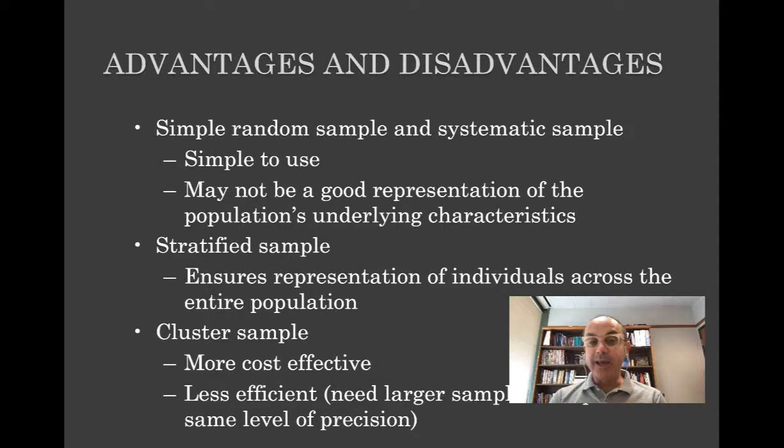There are advantages and disadvantages. Simple random sample and systematic sample are usually very easy to use. They may not be a good representation of the population under study, but they are very simple to use. Stratified sample ensures the representation of individuals across the entire population, so it's much stronger in that sense. And cluster sample is the most cost efficient with regard to time and money.